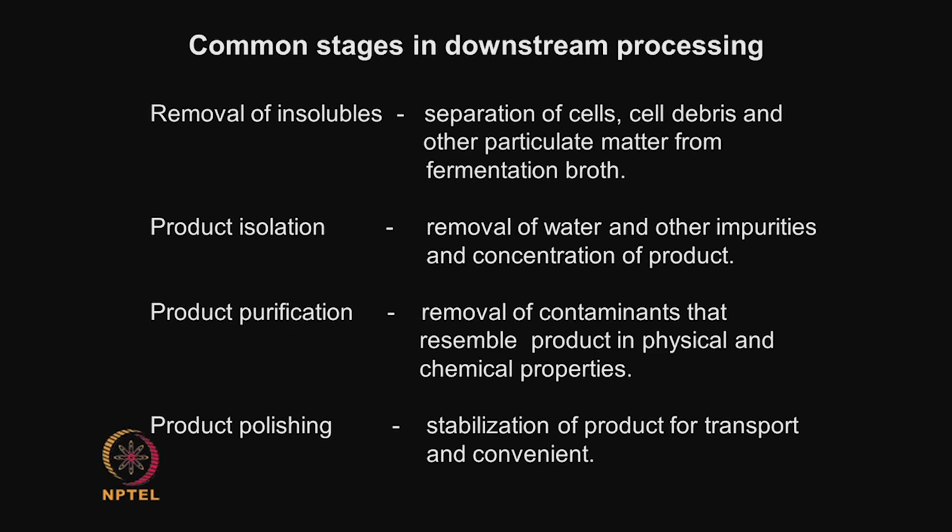Okay. First, removal of insolubles. What you do is separate cells, cell debris, particulate matter, salts, fermentation broth, and so on. Then product isolation. Here you may be removing water and impurities, and concentrating your product. Then comes product purification, where you are removing contaminants and finally purifying the product to a very high purity, and then polishing, where you are trying to keep the product ready for transportation and convenience.